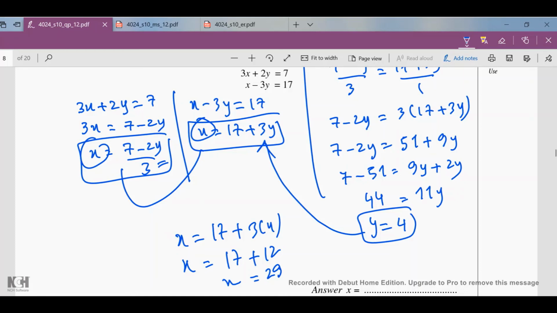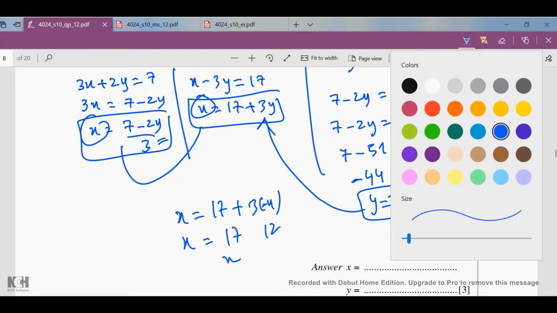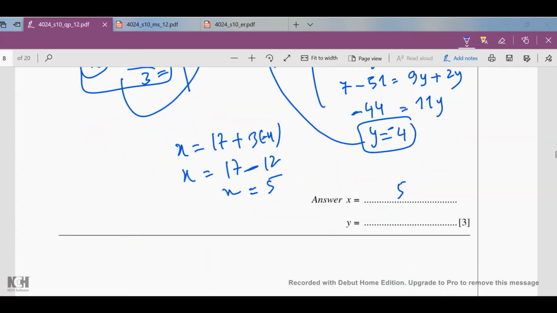Y is minus, sorry, this is minus. And sorry, this is not the exact answer. The answer is minus 12. So this will become x is equal to 5. So x is 5 and y is minus 12. Sorry, and please be careful when you solve this.